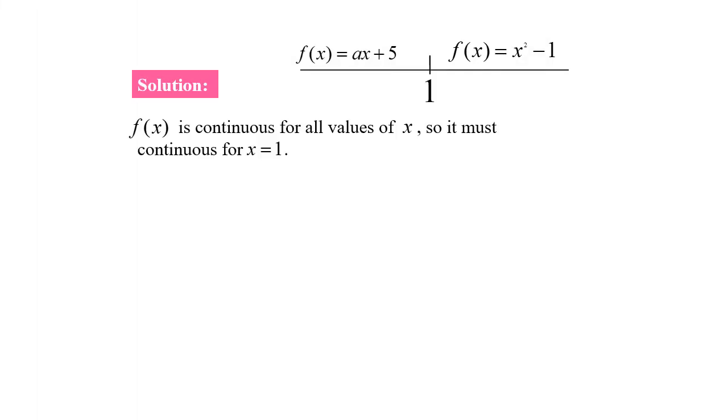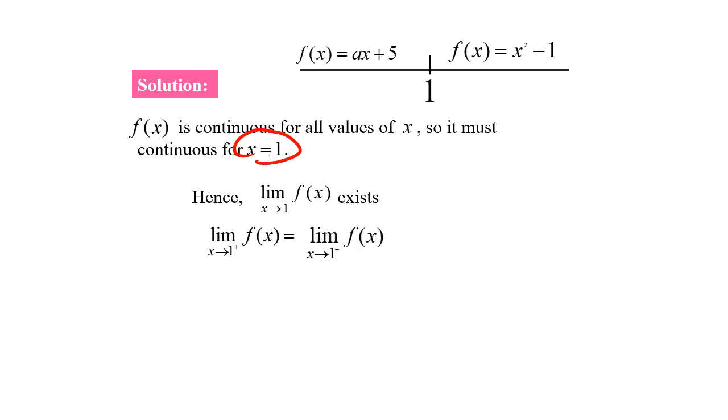Okay, so f(x) is continuous for all values of x, so it must be continuous at x equal to 1. If it's continuous at x equal to 1, that means we can use any of the conditions to find the value of a. For this one, we can use the second condition, which means that the limit of f(x) as x approaches 1 exists. What does it mean for the limit to exist? It means that the limit of f(x) as x approaches 1 from the right side is equal to the limit of f(x) as x approaches 1 from the left side.